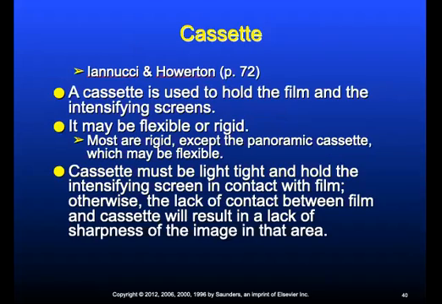A cassette is used to hold a film and the intensifying screen. It may be flexible or rigid. Most are rigid, except for the panoramic cassettes, which may be flexible because they have to bend in a circular shape to fit on the panoramic X-ray machine. Cassettes must be light tight, so they cannot let any light seep through, and they must hold the intensifying screen in contact with the film. Otherwise, the lack of contact between the film and the screen will give you an image that lacks sharpness in that area.